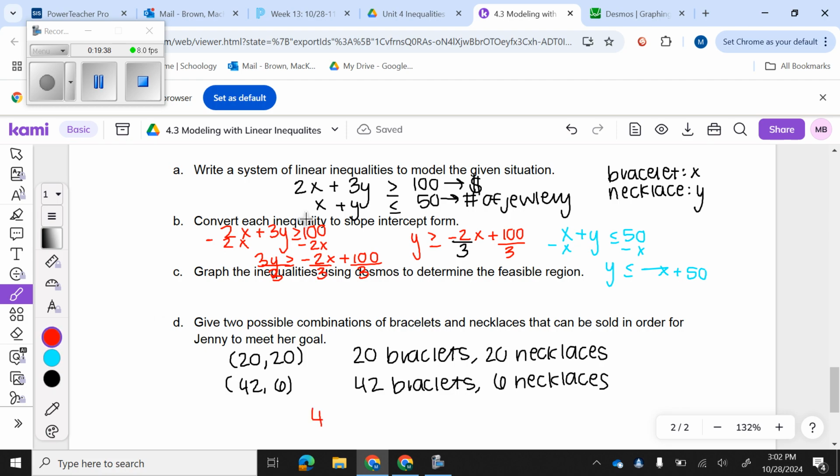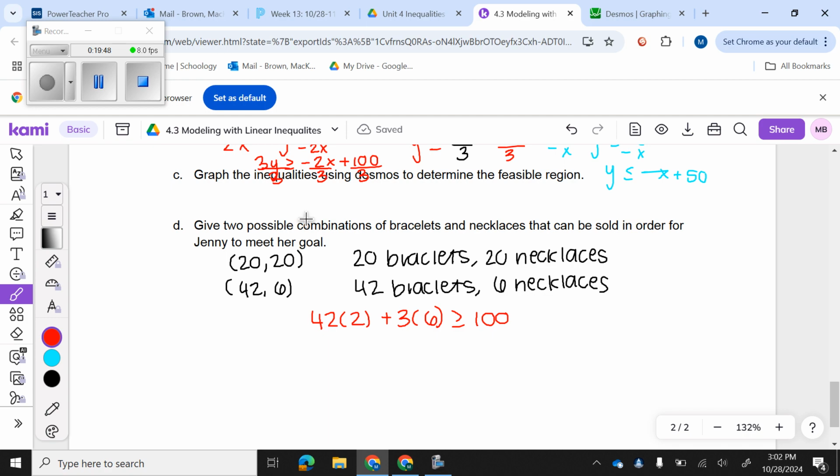So 42 times 2 plus 3 times 6, I want that to be greater than or equal to 100. Well, I'm going to put that in my calculator. 42 times 2 plus 3 times 6, that gives me 102. So that's more than 100. So that would work there, okay? And now I just got to double check, is 42 plus 6 less than 50? Well, that's 48, and that is less than or equal to 50, so that means we are good. You could go back and check this guy too, but he's in our feasible region, which means we're good to go.